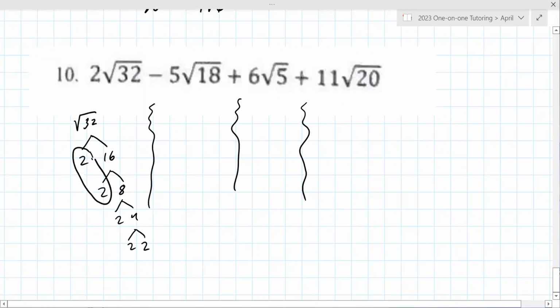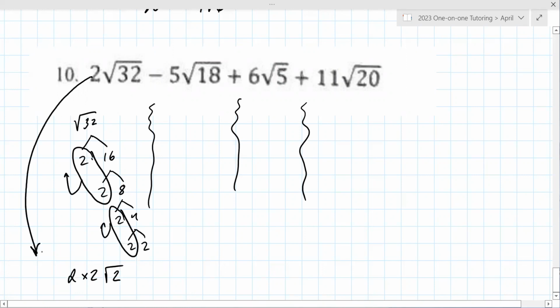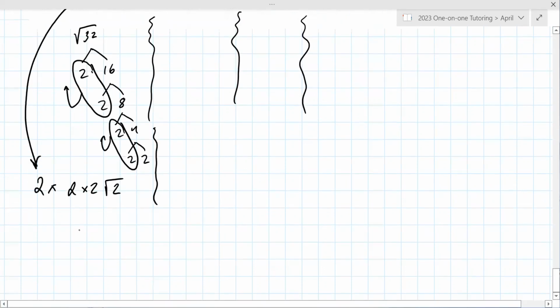You circle pairs, which brings a 2 out for each of those. That becomes 2 times 2 square root of what's left over, which is 2. That's just the root 32 part. Then you bring this other 2 down on the outside. Okay. So the net result is 8 square root of 2.